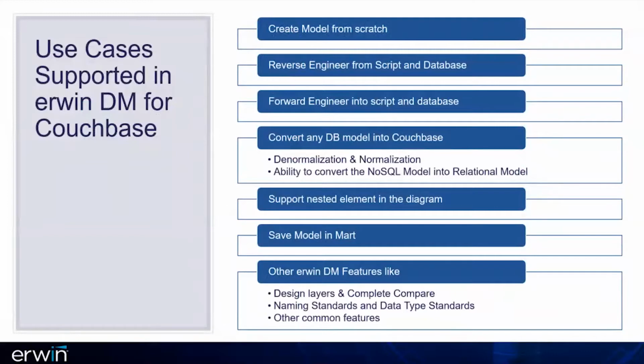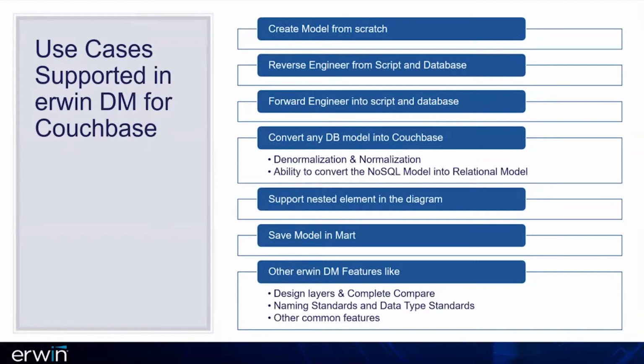And as with any data modeling tool, you can create a Couchbase model from scratch. That means you can create a bucket, you can create documents and fields, and associate fields with the right data type. You can also directly reverse engineer from the script, which will be a JSON script, or from the database directly. Consequently, you can also forward engineer into the database, or you can save it into a script.